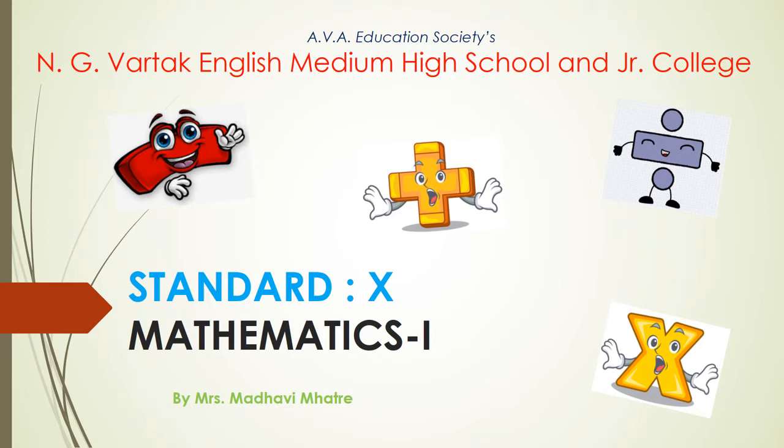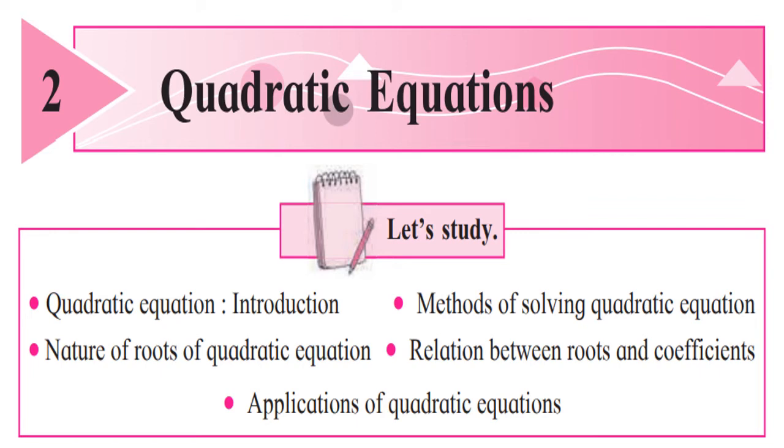Okay, we are studying chapter number 2, that is quadratic equations, and in that we have completed topics like the meaning of quadratic equation and its standard form. Then afterwards we have seen methods of solving quadratic equations, and in that we have seen three methods. First one is factorization method. Second method is completing square method, but it is under reduced syllabus. And third one is formula method.